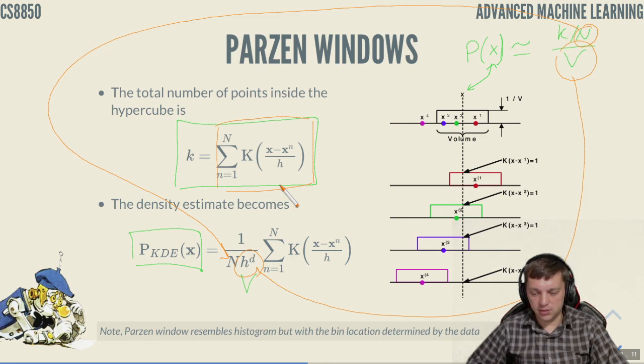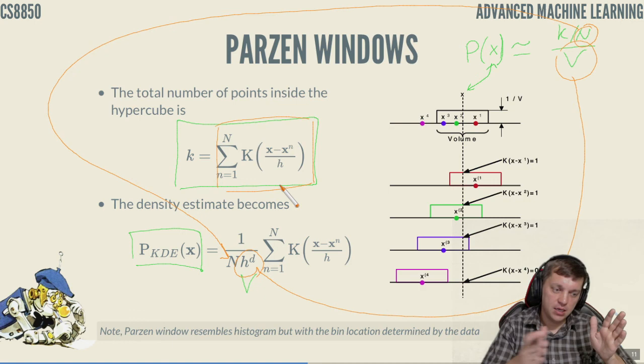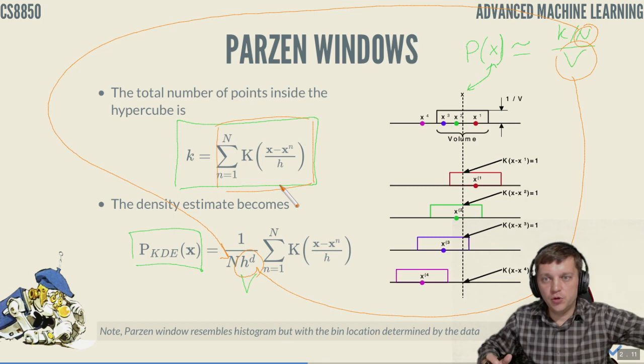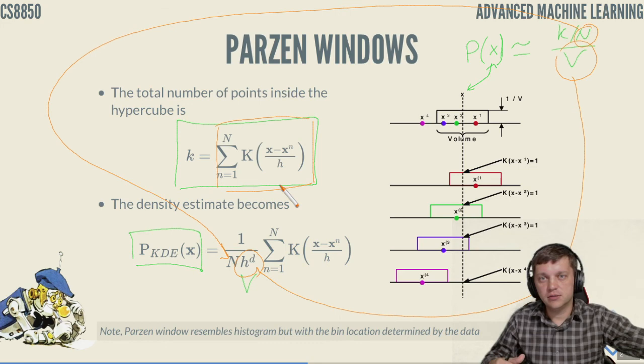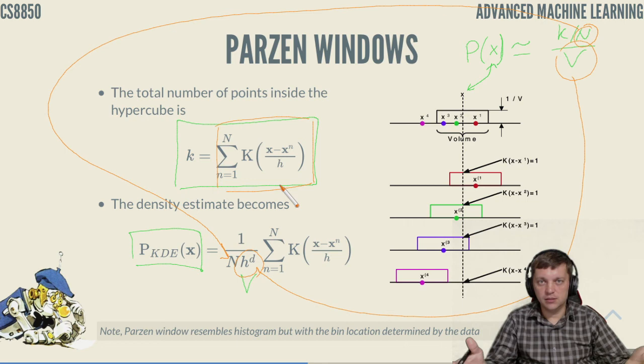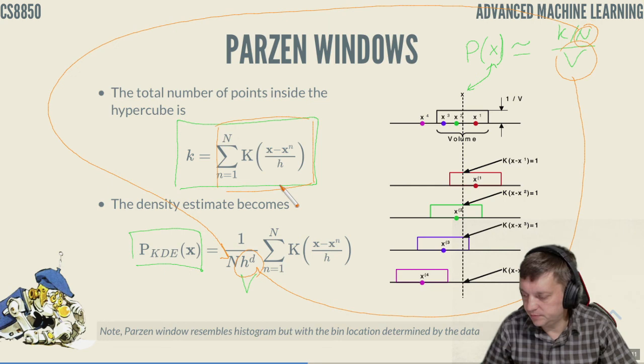So Parzen windows resembles a histogram, but the bin location is determined by the data now. A histogram carves up the space uniformly in a grid, but with Parzen windows, if you have a point far away, or some points denser here and sparser somewhere outside there in the domain of your distribution, you still can compute the probability there despite this non-uniform sampling or non-uniform densities, thanks to this symmetry property. So Parzen windows.